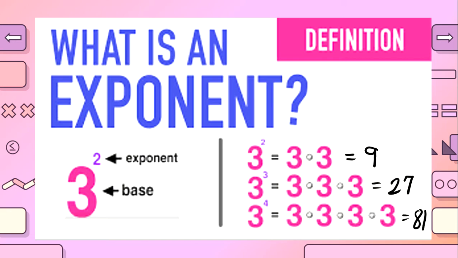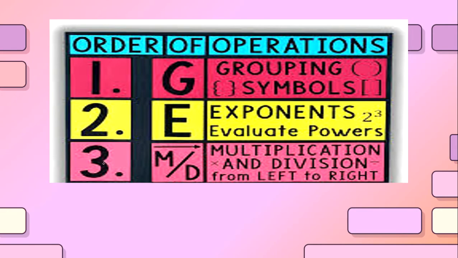And lastly, we have 3 raised to 4, which is 3 times 3 times 3 times 3, or equal to 81. Again, the common mistake here is multiplying the base by the exponent. You do not do that, because the product would be different. You should multiply the base by itself as many times as the exponent tells us. Next, after exponent, we have multiplication and division. Multiplication and division are of the same level, meaning whichever comes first should be simplified from left to right.